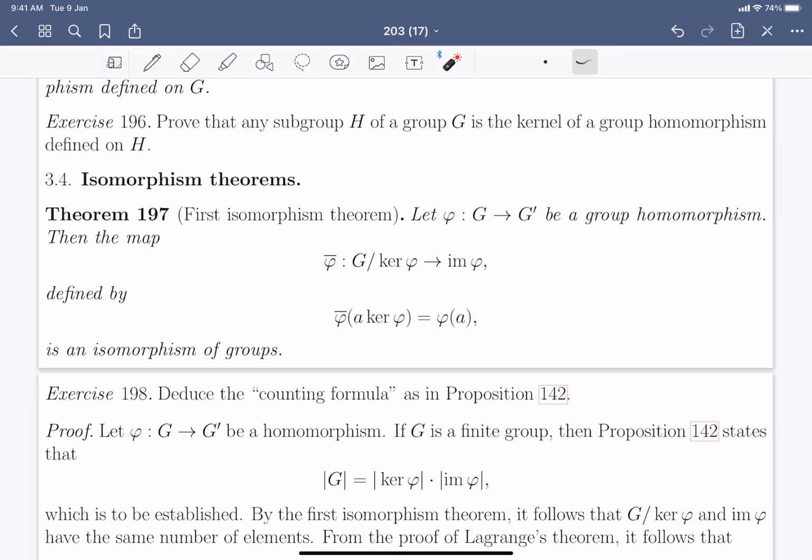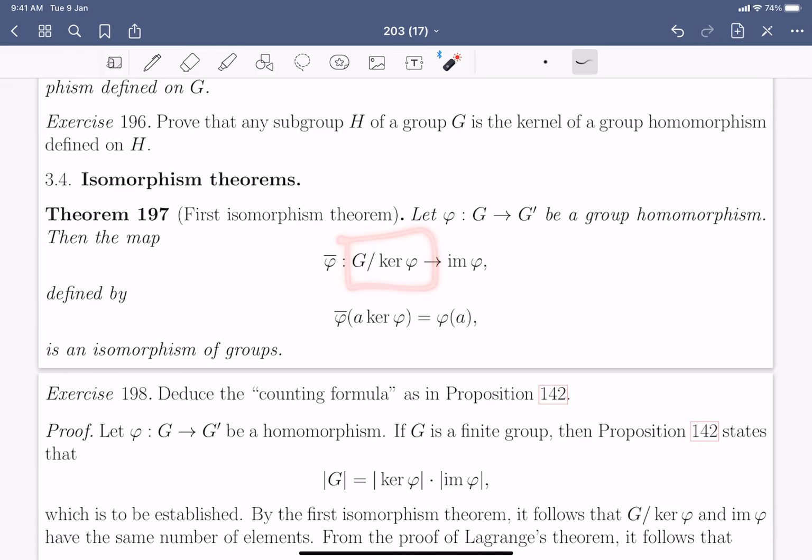Okay, so let's start with a group homomorphism phi from G to G prime, where G and G prime are groups. Then we define this map from G modulo kernel of phi to image of phi, which is defined as follows. Let's recall that, so first focus on this symbol. We have written G modulo kernel of phi.